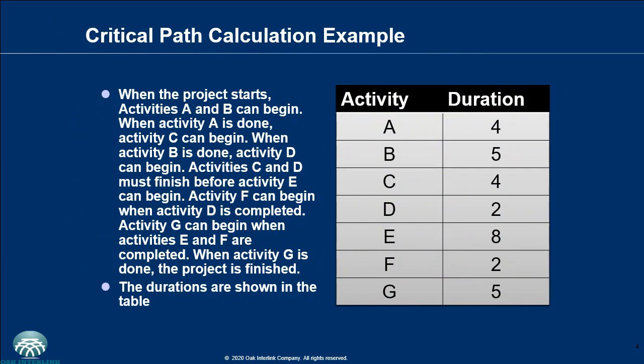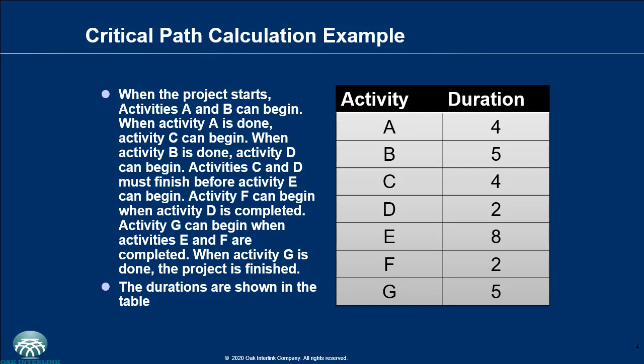Here is an example that shows how to calculate the critical path. I have here a table that shows activities and the durations, and then the relationship between the activities on the project is explained here, where we have when the project starts, activities A and B can begin. When activity A is done, activity C can begin. When activity B is done, activity D can begin.